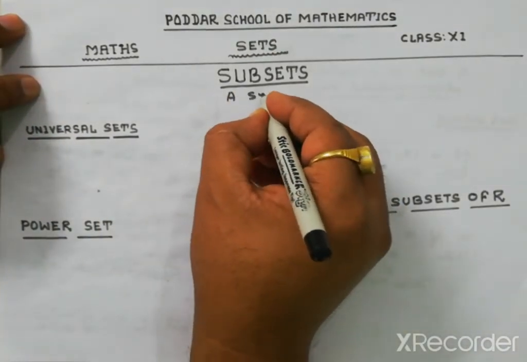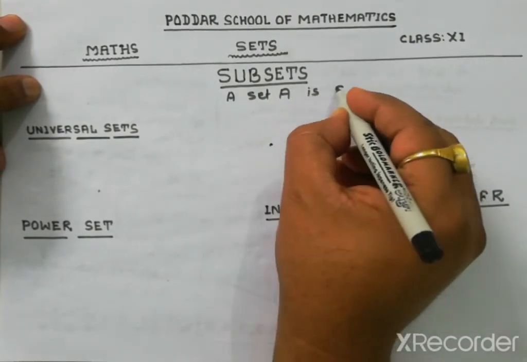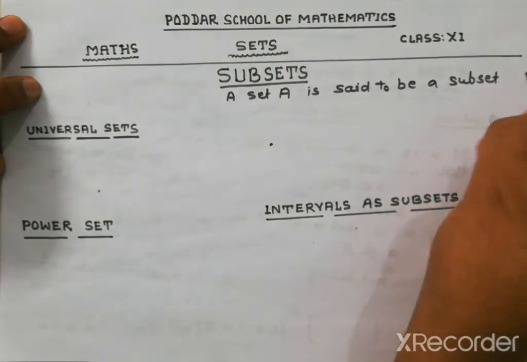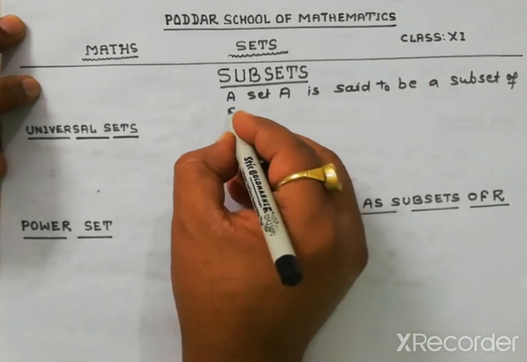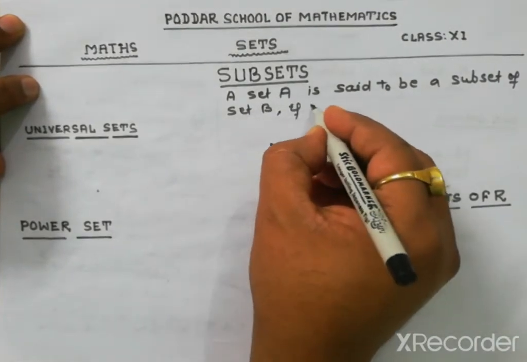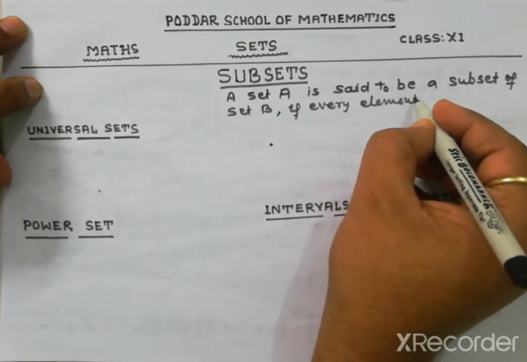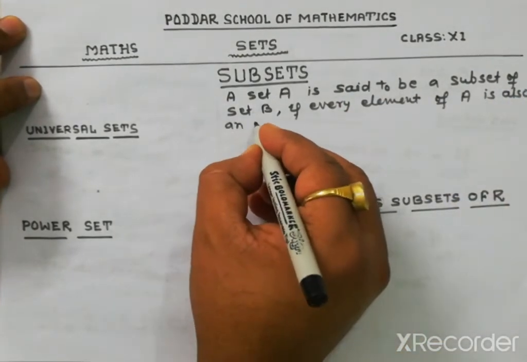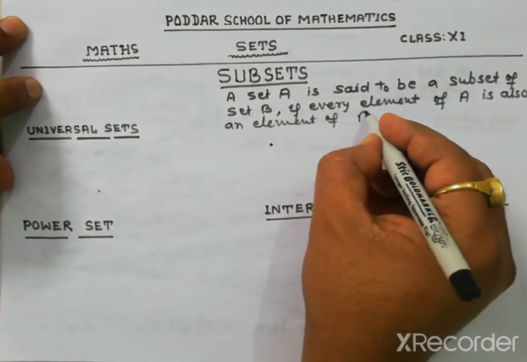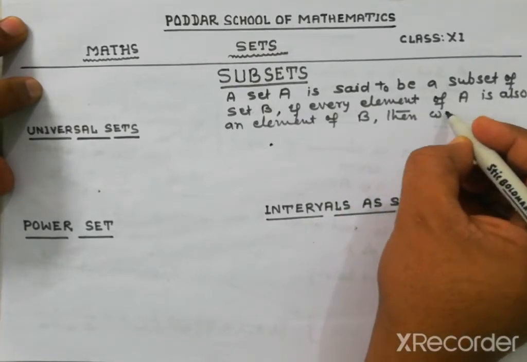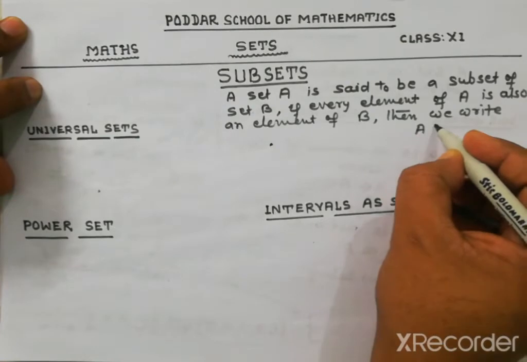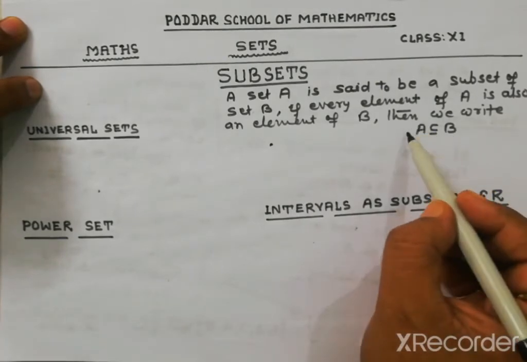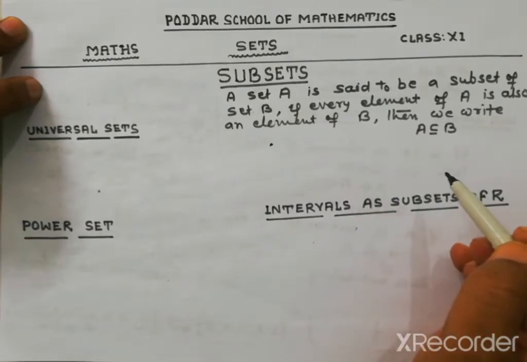A set A is said to be a subset of set B if every element of A is also an element of B. Then we write A is a subset of B. If A and B are two sets, then A will be a subset of B if every element of A is also present in B. I think it is clear.